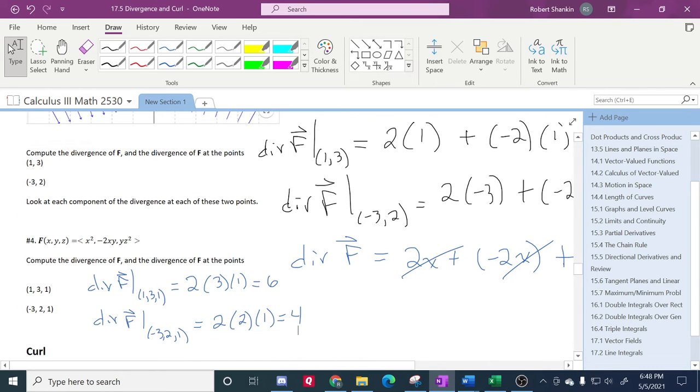Alright, so that's a quick introduction into divergence, and we're going to move on to curl. Any questions or comments on divergence before we move on to curl?